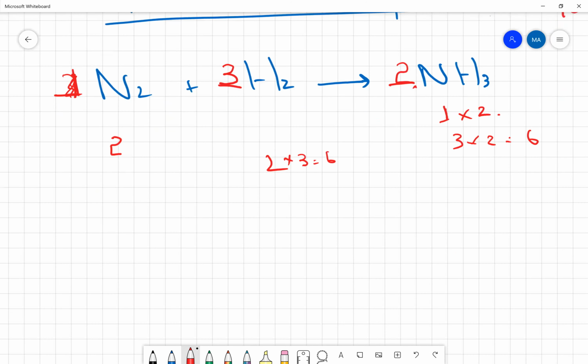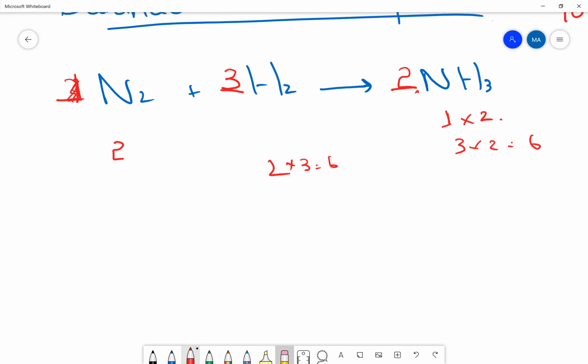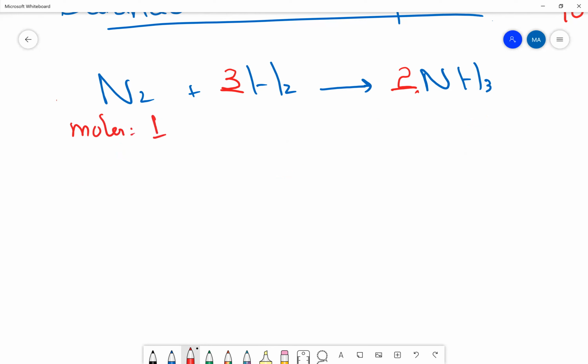Now, once you have a balanced chemical equation, you can use this equation for a lot of other calculations as well. For example, if the question tells you that moles of nitrogen are 1, can you figure out the moles of NH3 by looking at this equation? You can always establish ratios. Remember, a balanced chemical equation is the most helpful thing in chemistry.